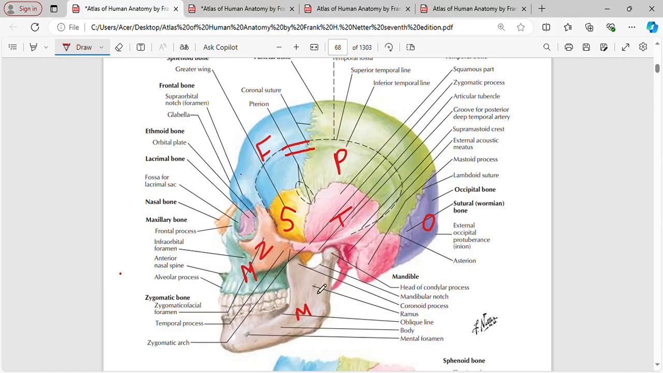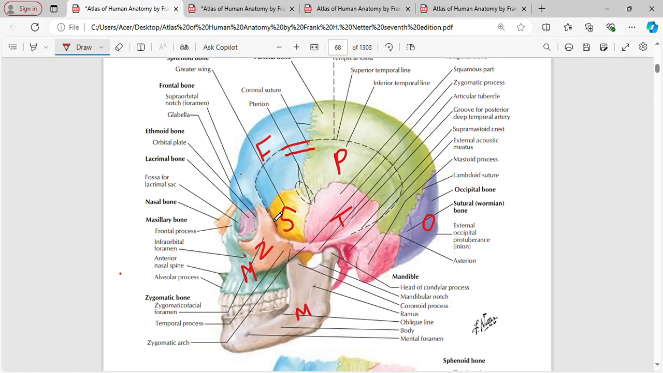Then there is the presence of the mandible as well. You know that the body of the mandible and the two rami are also present, just for the sake of revision, and the maxilla and the zygomatic bone. The zygomatic bone also contains the zygomaticofacial and zygomaticotemporal foramen, and here is the infraorbital foramen, which acts as a passageway for the infraorbital nerve and the vessels, right?